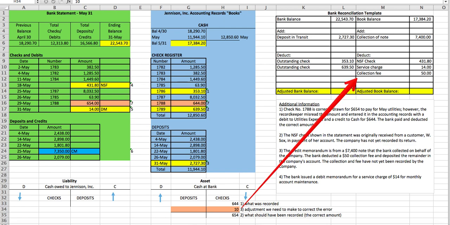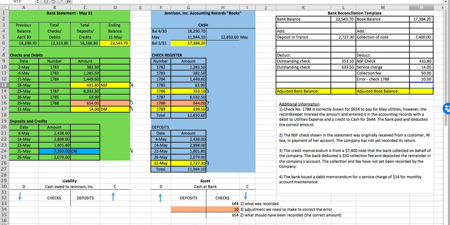You only put the difference. You don't put the full amount. You don't put the 644 or the 654. You need to put only the difference because that's the only part that's different between the bank and the book balance. So we're going to put right here, error on check 1788, and we put $10. And again, this scenario would be different if we recorded the check too high instead of too low. So you have to, again, go through the whole process to figure it out. So that is our error.